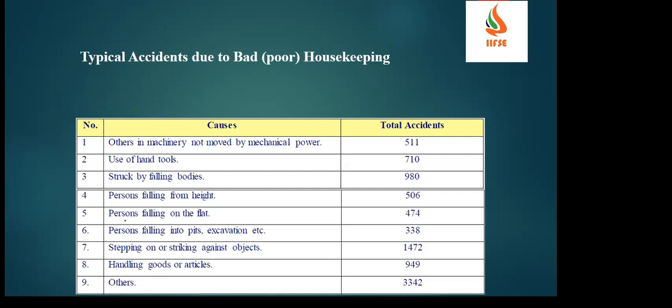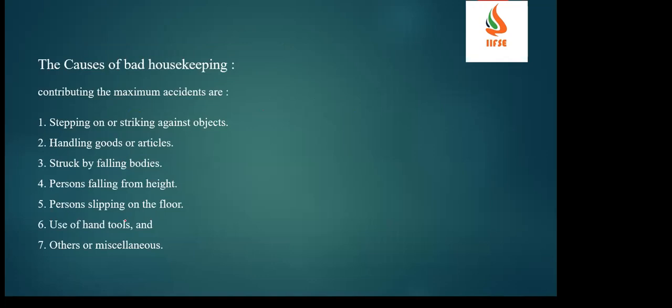Then we have seen some of the scenarios of the accidents based on the different causes. Then we have seen causes of bad housekeeping. What and all causes with the bad housekeeping? Stepping on, striking against objects, handling goods or articles, by the falling bodies, persons are falling from height, and also persons slipping on the floor, and use of hand tools, and also other miscellaneous.